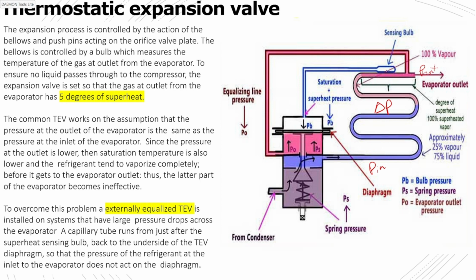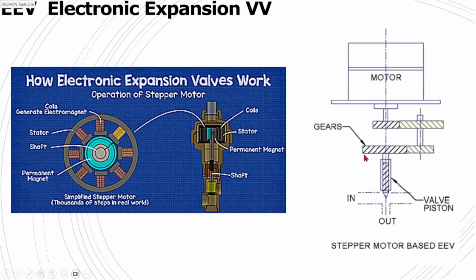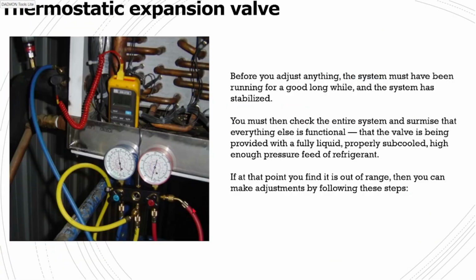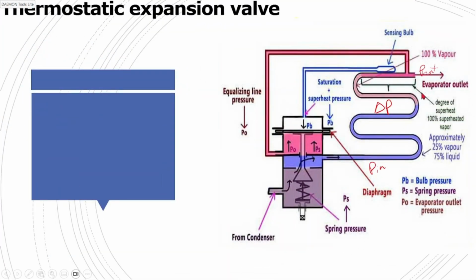Then what happens? The saturation temperature gets affected. If the saturation temperature gets affected, what happens, gentlemen? The liquid that enters the evaporator will tend to get completely evaporated halfway through the evaporator. So the later part of the evaporator becomes ineffective. To avoid that, we have to maintain a constant pressure across the evaporator.